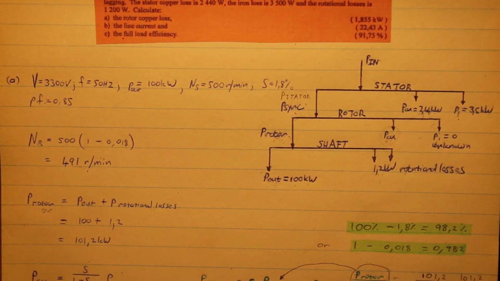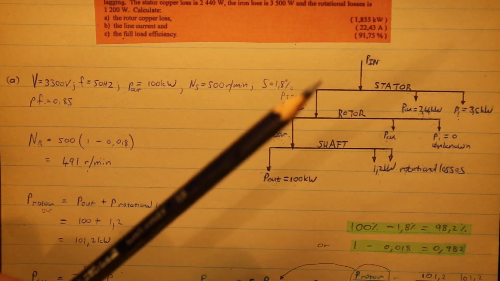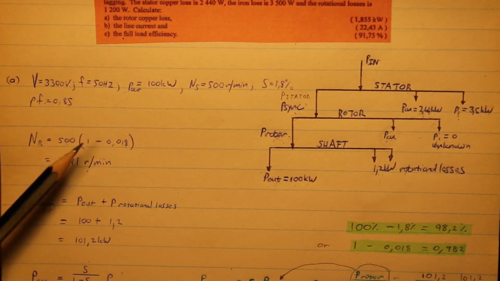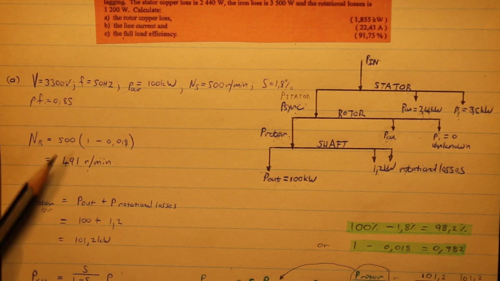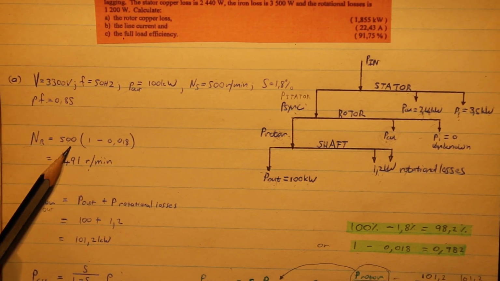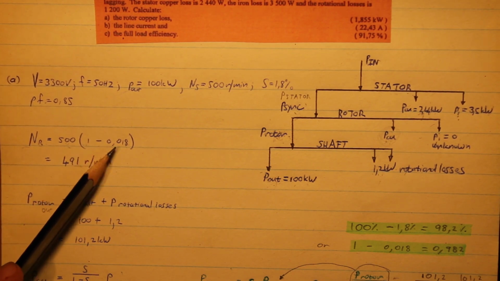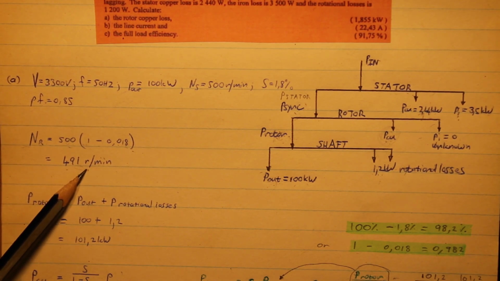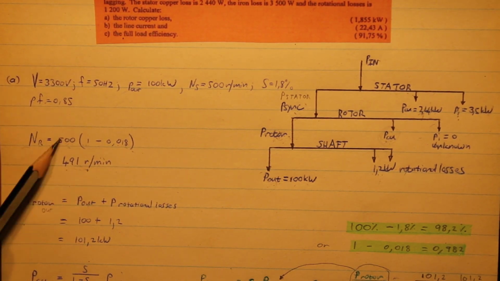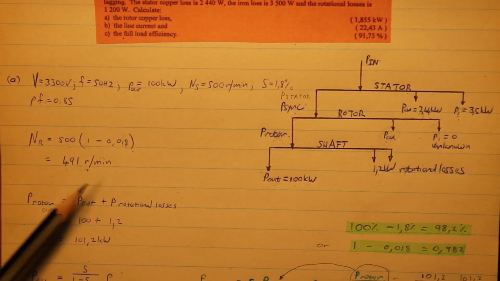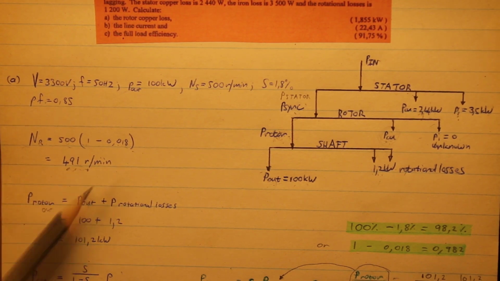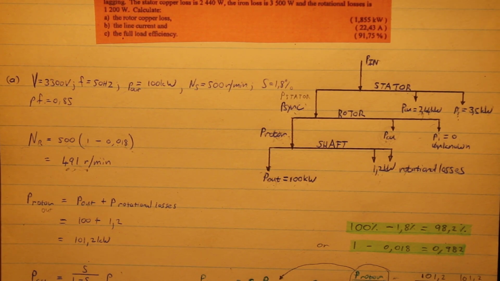So the first thing we can do is calculate the speed of the rotor. Remember, it's going to be just a little bit slower than the stator or the rotating magnetic field. We're going to say that the speed of the rotor equals 500, which is the synchronous speed, times open bracket 1 minus 0.018, and that's going to give us 491 revolutions per minute, which is what we expect. So the stator is 500, the synchronous speed, and the rotor is slightly slower, 491 revolutions per minute. So that's the rotor speed.